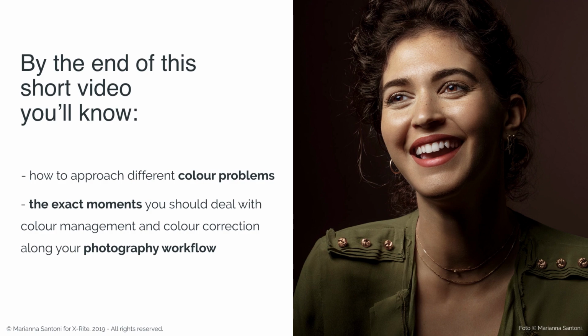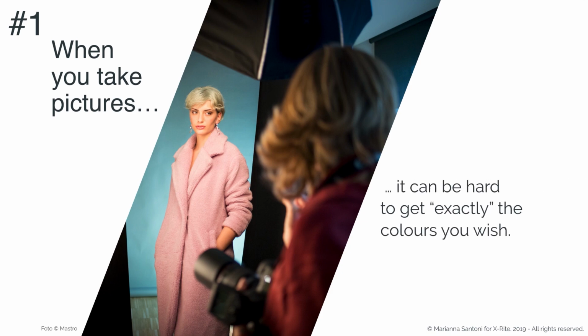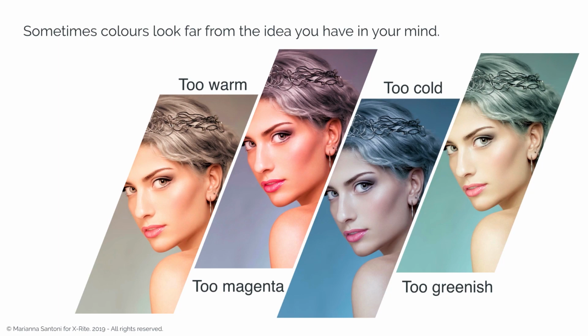So let's start. When you take pictures, it can be hard to get exactly the colors you wish. Sometimes colors look far from the idea you have in your mind. Some pictures look too magenta, some others too bluish, and you need to work on them on the raw file and with Photoshop to get the colors you want. Yes, of course you know there are different white balances during the day in different situations. There are often mixed white balances in the same scene that is even more complicated to fix.